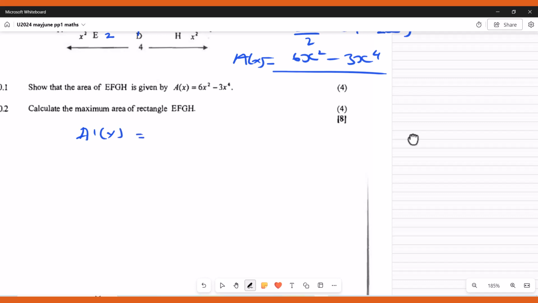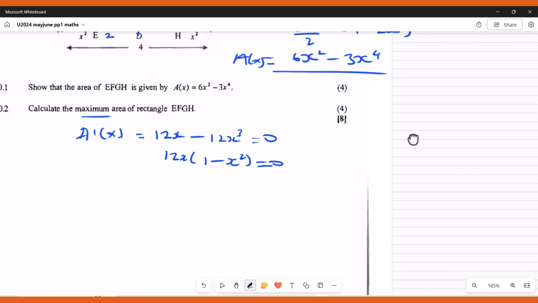What do we get here? We get 12x, okay, then minus again 12x power 3, but it must be equated to 0 because of the word maximum. So what is common here? What's common here is 12x, right? So 12x left with 1 minus x squared equals 0.